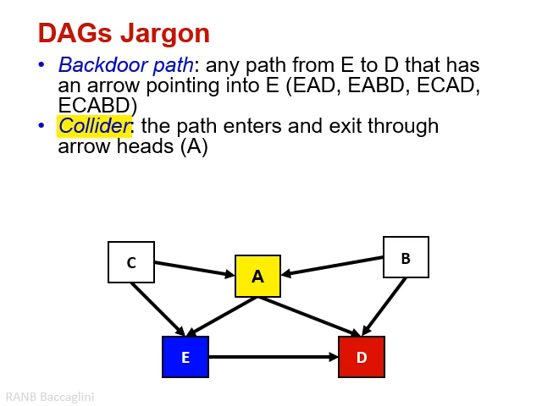Remember here that a variable itself is not a collider, but the path on which it resides makes it a collider or a non-collider. For example, in the figure, A is a collider on the path ECABD, which is right here. However, A is not a collider of the path EAD, which is this path here.